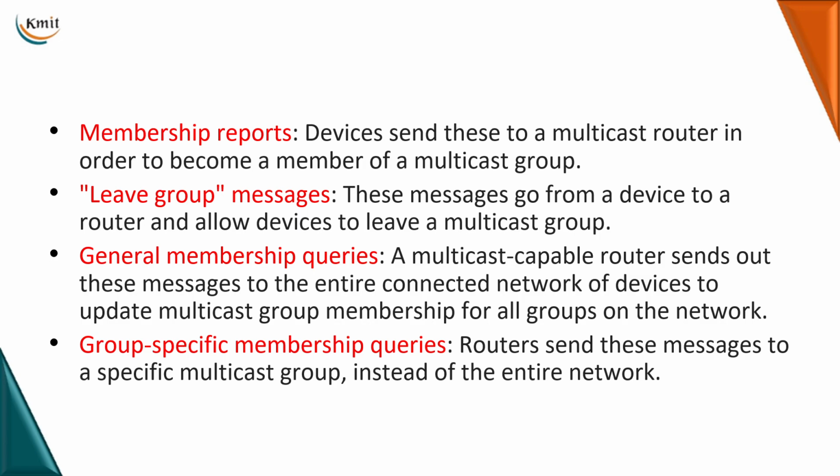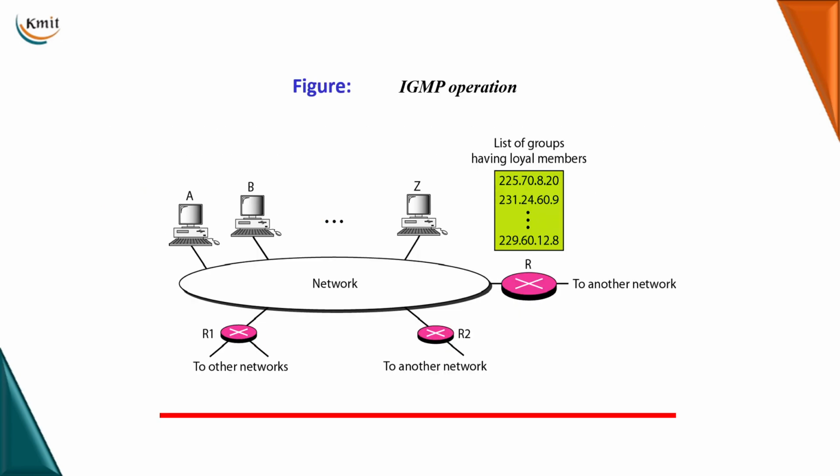Then the general membership query and the special membership query. The general query is used to learn which groups have members on an attached network, whereas a special query or specific membership query is used to learn if a specific group has any members on an attached network. This is how the IGMP operation works.